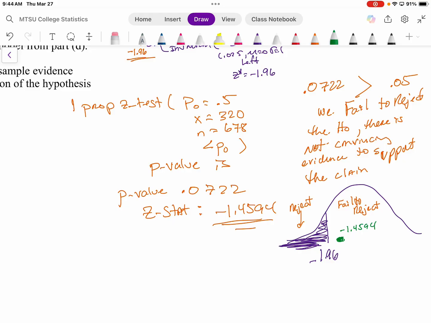Now, sidebar question, because they like to ask these kinds of sidebar questions. Would the decision change if alpha was equal to 0.01? If instead of using an alpha of 0.05, we use an alpha of 0.01, would we change our decision? What do you think?